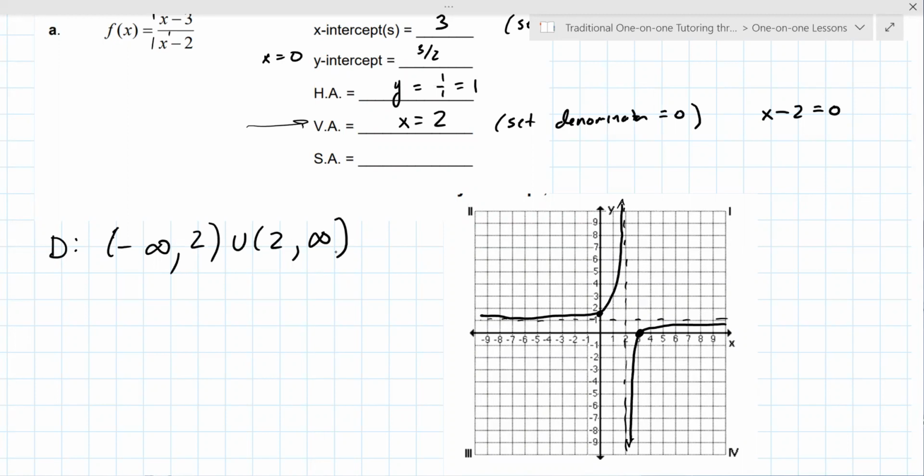So the range is sort of similar. The range is now going bottom to top. It goes down to minus infinity, but it's broken up by this horizontal line here, which is at 1. So it goes up to 1, but it doesn't touch 1, but then it goes from 1 all the way back up to infinity.